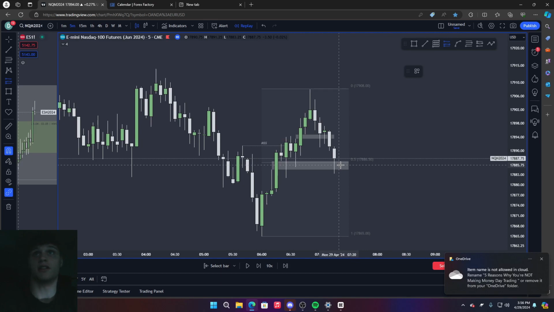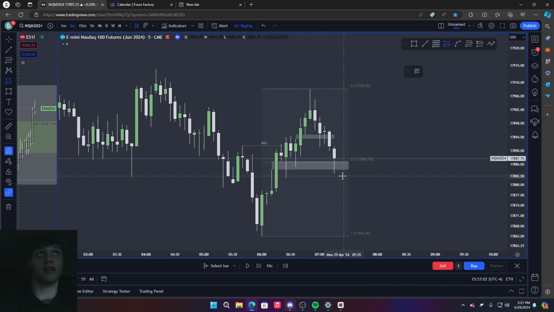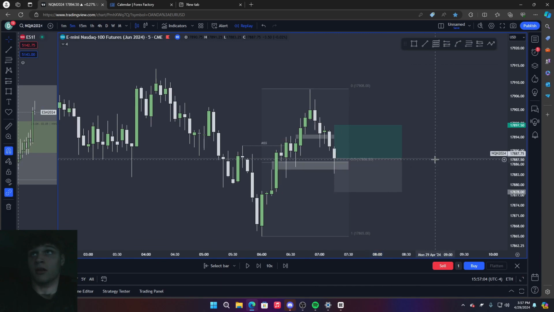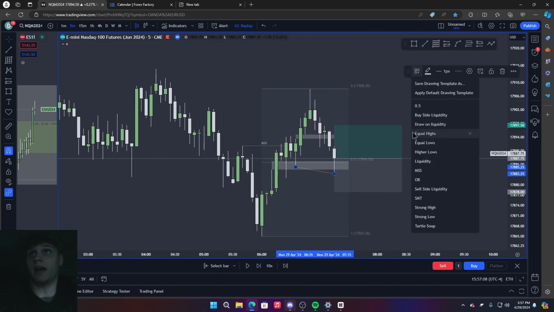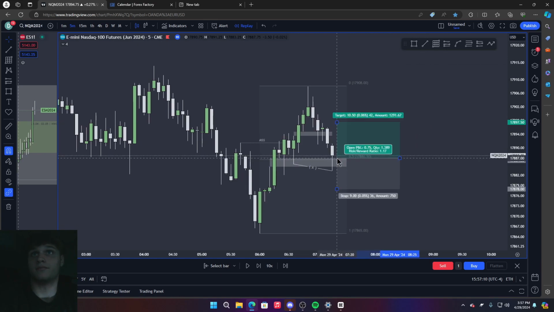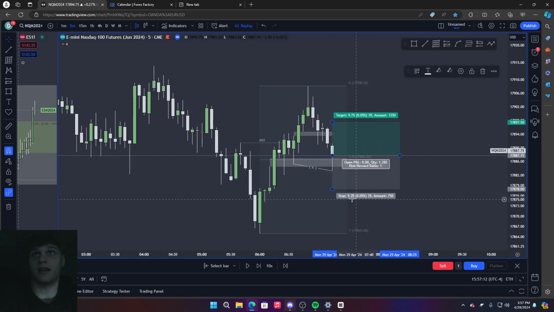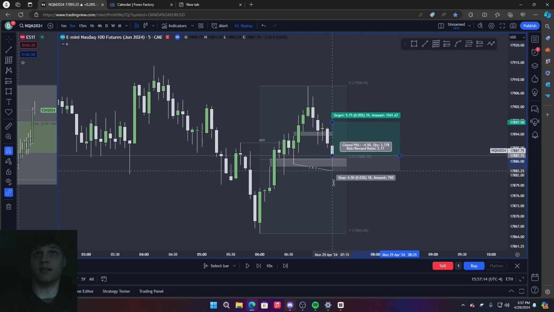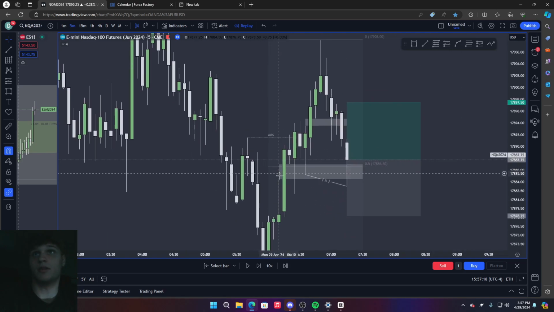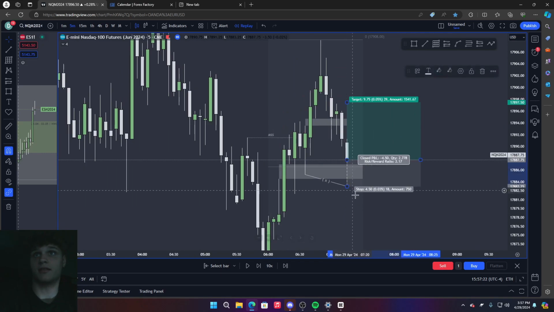You could have entered right here. You have discount, you have market structure shift, and you have a fair value gap. And you're also sweeping some sort of liquidity right here. Liquidity right here, fair value gap, and also discount. So your stop could have been, after you see this move, see it start moving up, you could have moved up your stop to this low.